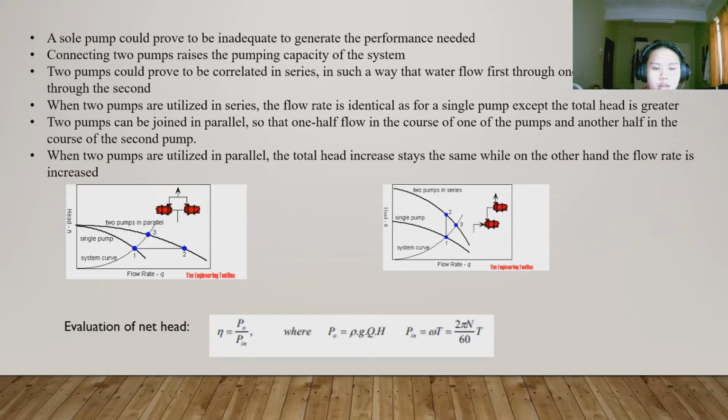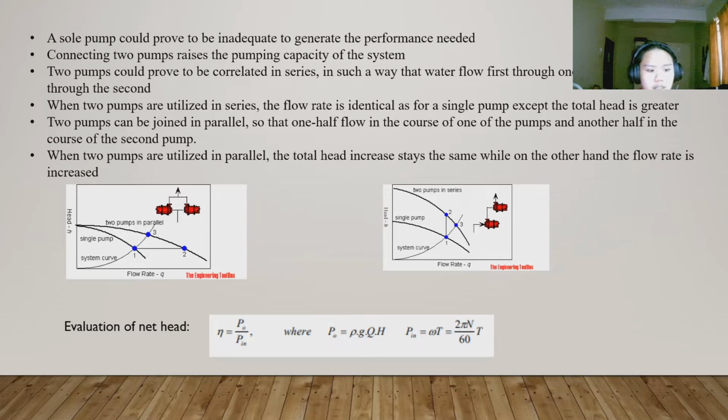When two pumps are joined in parallel, one half flows through one of the pumps and the other half through the second pump. When these two pumps are utilized in parallel, the total head remains unchanged, while on the other hand the flow rate is increased. These are the two graphs showing how two pumps in parallel affect flow rate and head, and how two pumps in series affect the flow rate and head.